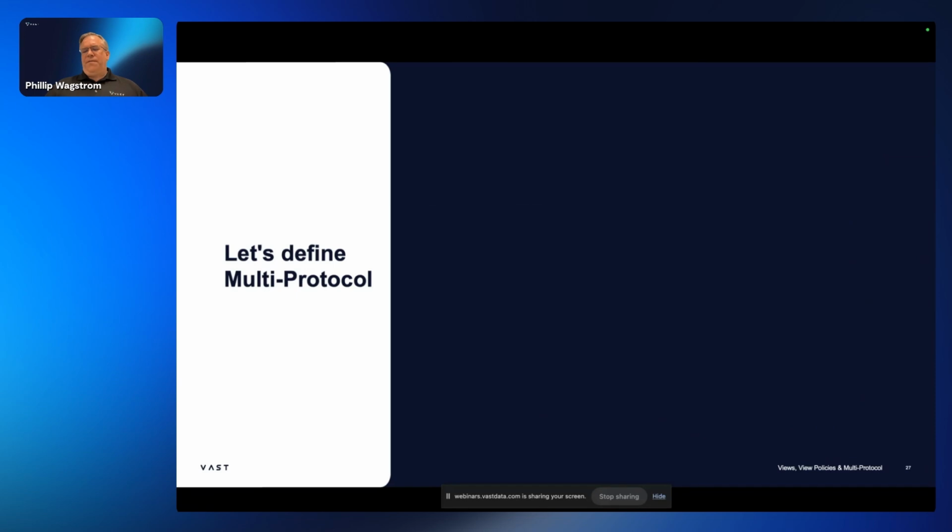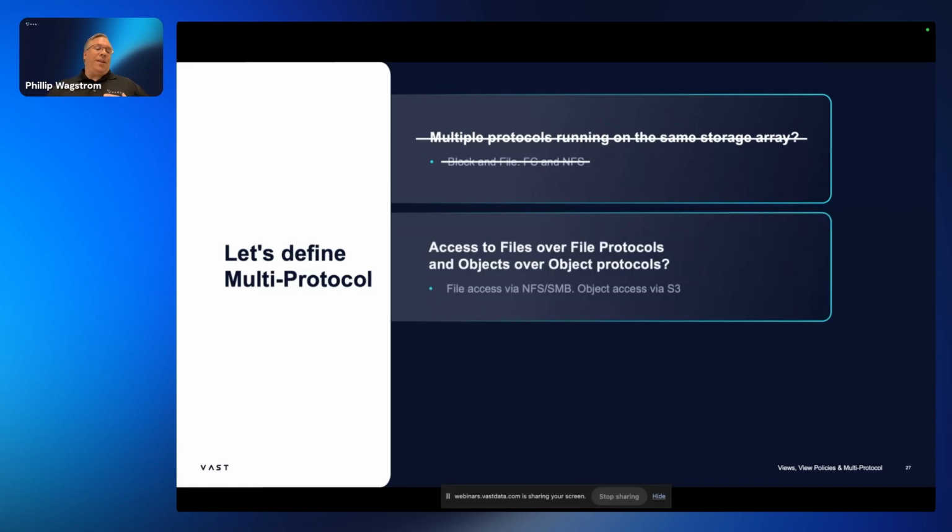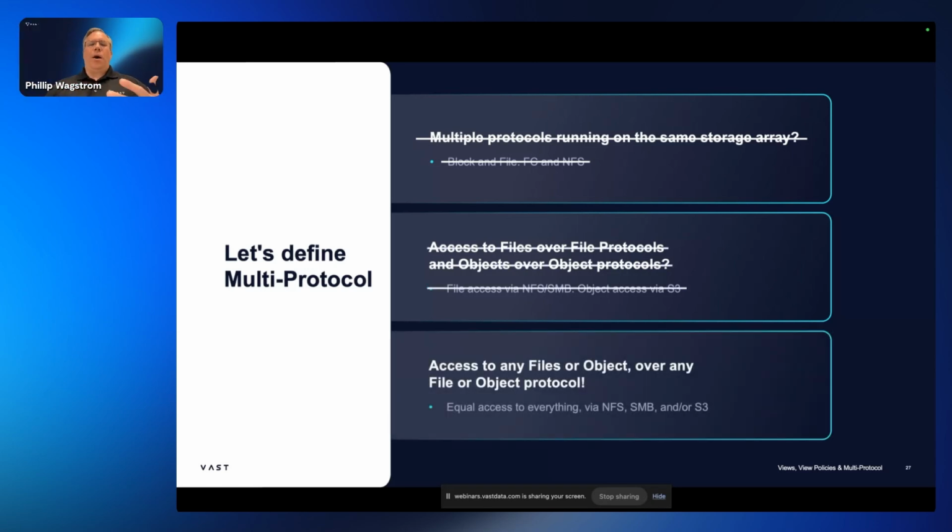So first off, let's define what multi-protocol is. Are we talking just about running multiple protocols on the same storage array? I've got files, I've got blocks, I've got objects on that. And no, we want to do more than that. Do I want to be able to access files only over file protocols and objects only over object protocols, meaning S3 is off by itself? Not really. We're talking about being able to upload files or objects over any protocol and access them over any other one. So I want to be able to upload something over S3 or write a file over NFS and then read it over S3, or write it over SMB and read it over NFS. All of those. This is what we're referring to when it comes to multi-protocol.